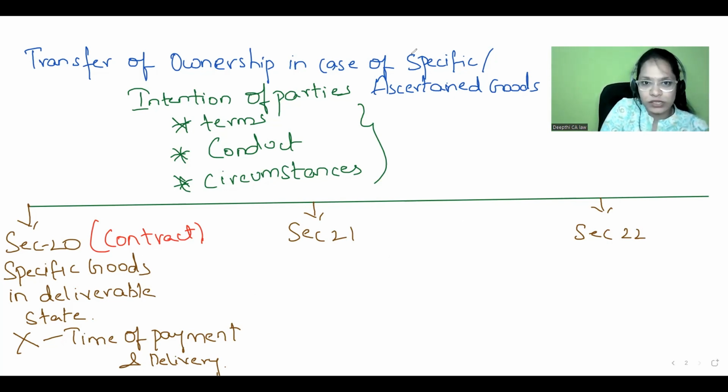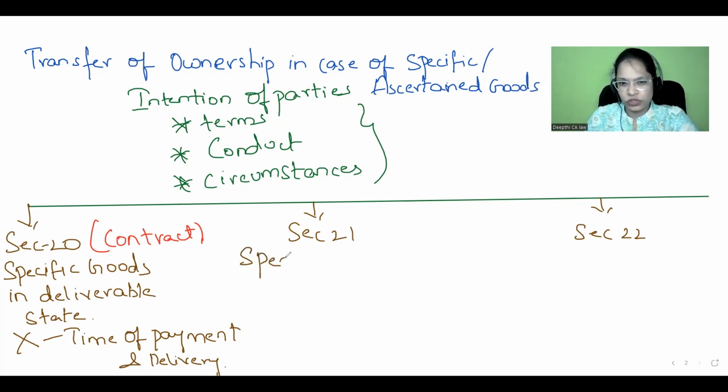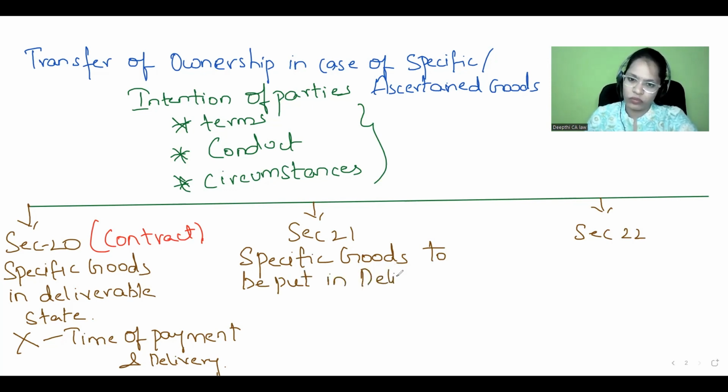And the next one is specific goods to be put in deliverable state. What does that mean? Here, what happened?